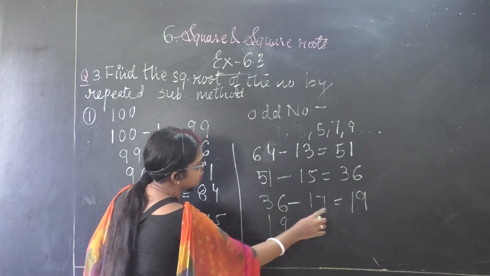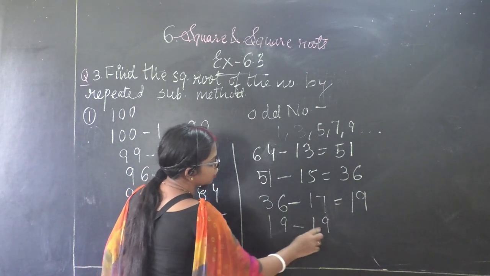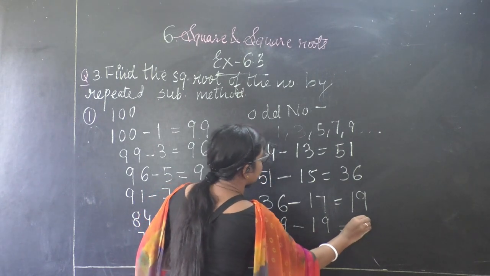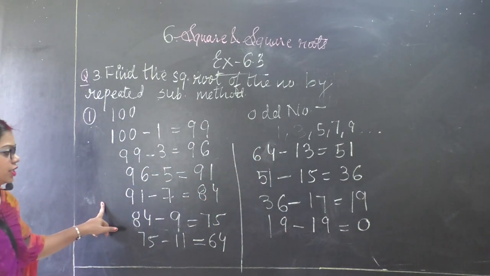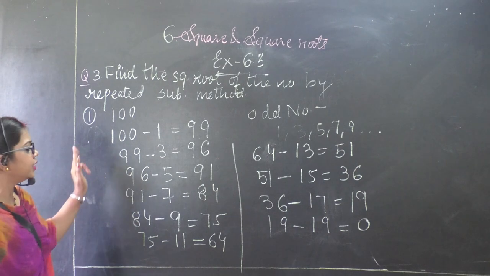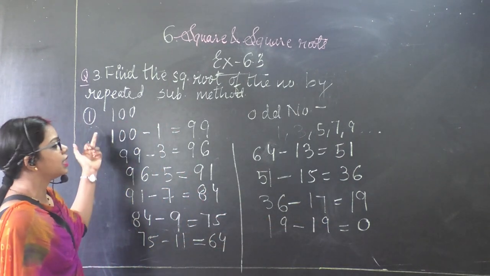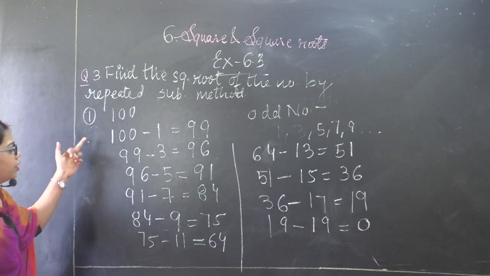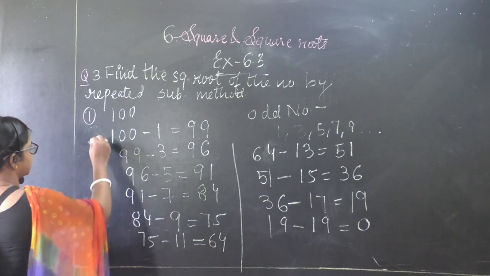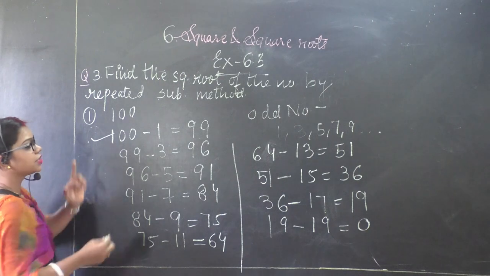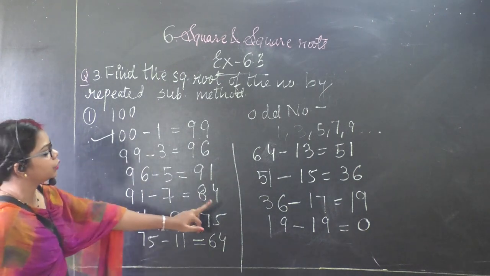The next odd number is 19. So 19 minus 19 is 0. You have to follow this step until you get 0 here. Now the next step is to count the number of steps where you have subtracted. Count the number of steps until you have got 0.